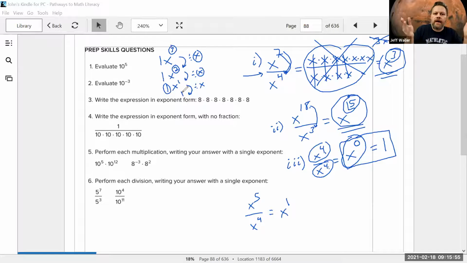So then what do you have? You just have that 1 that's always there. I really want this to make sense. All right. So that's just a fact. Anything to the 0 power is 1.